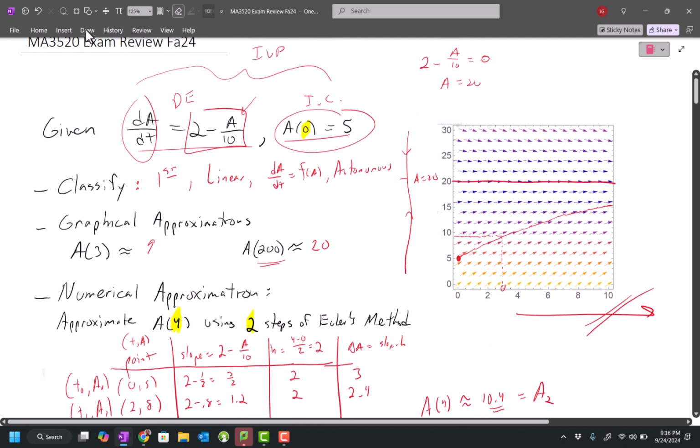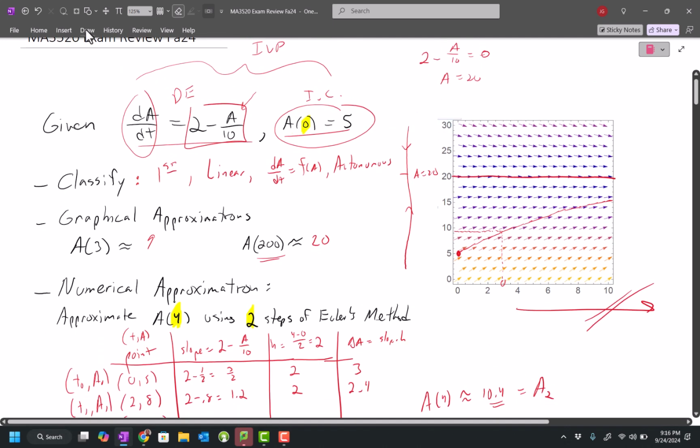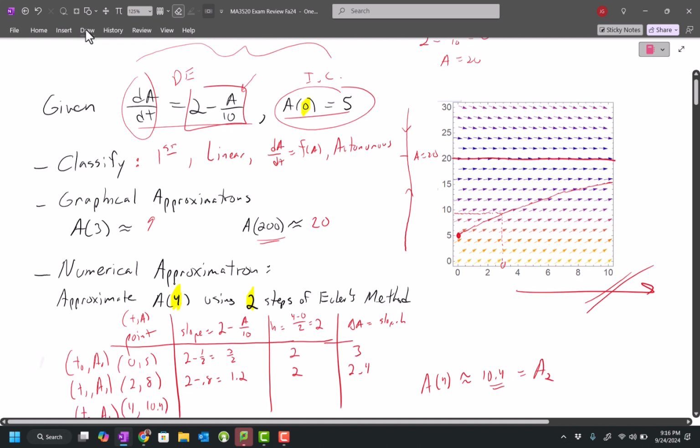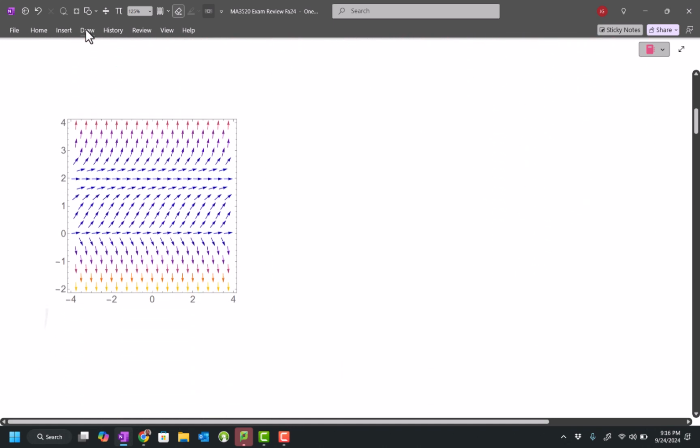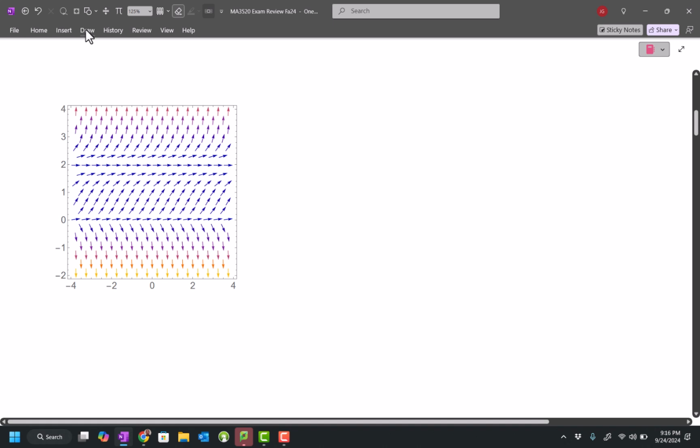We've explored it graphically, we've classified it, and explored it numerically. All right, we'll scroll down here. We'll look at another graphical differential equation. So there's some differential equation here, and this differential equation leads to this slope field.